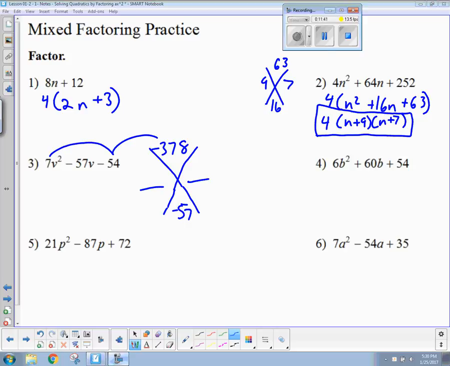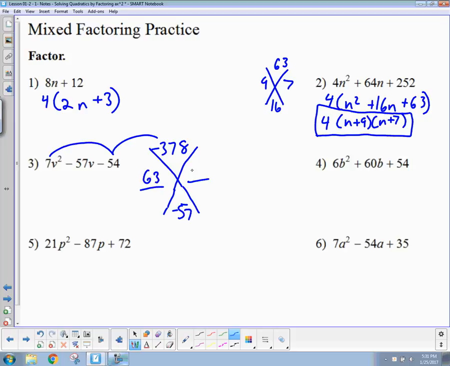Alright guys, I found it to be 63 and 6. That should be a negative, so we can have a negative 57 when we add 6 to it. So, start your parentheses, v minus 63, parentheses v plus 6. Don't forget to divide by the 7. 7 going into 63 9 times, so v minus 9. Parentheses, bottoms up, 7v plus 6. Boom.